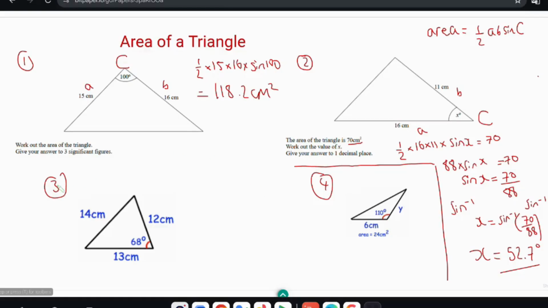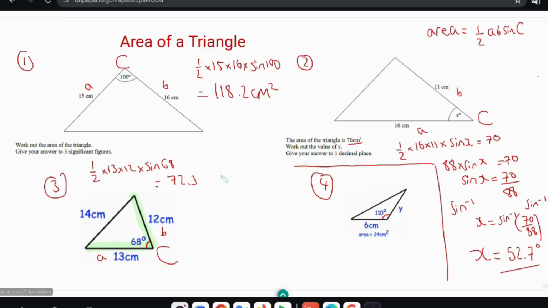Okay, question 3. Just got to be careful here that you use the right a and b. So the a and b hug your angle. This is big C. Put a and b here. So you've got half times 13 times 12 times sine 68, which is 72.3.